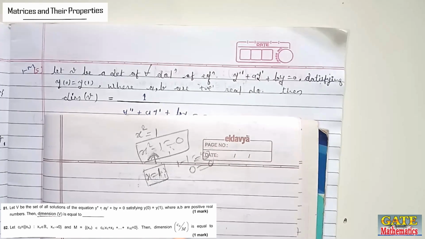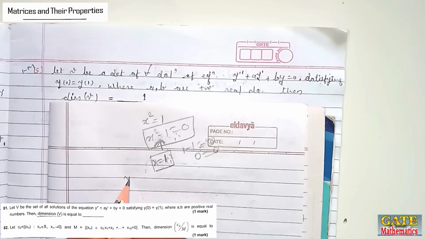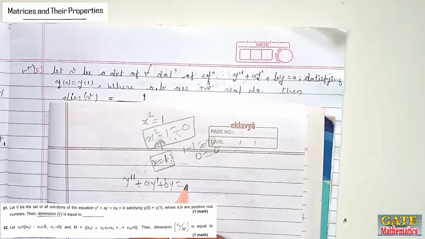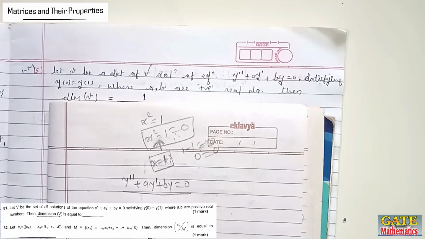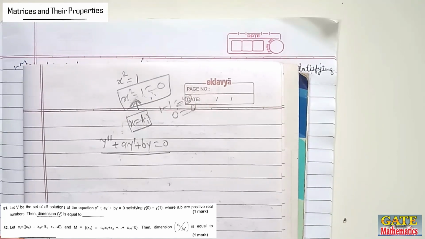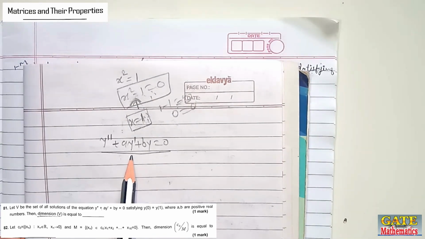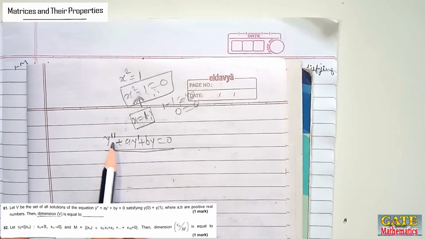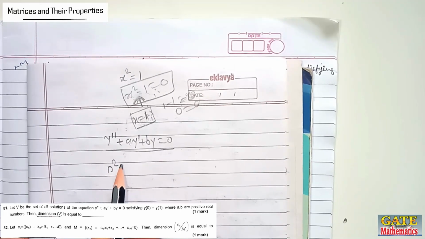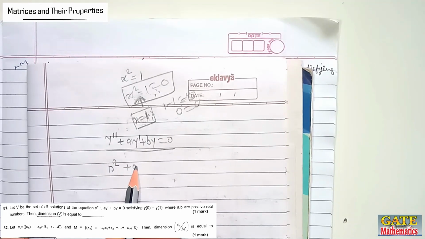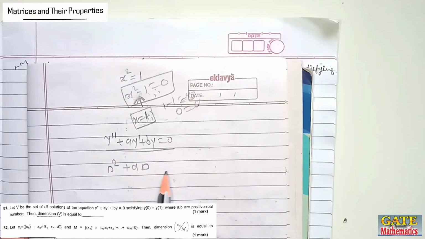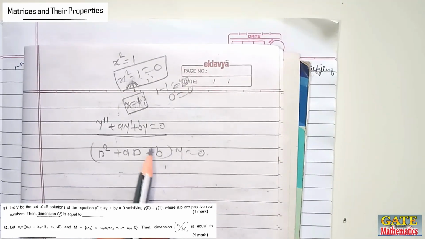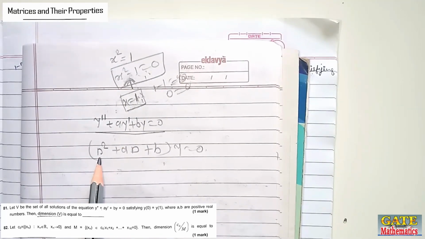In the solution part, I consider our differential equation y'' + ay' + by = 0. By using this, we find the quadratic equation, then find the roots, and then go for finding the solution. So y'' we compare with D^2 y. It comes as (D^2 + aD + b)y = 0. This is the way to compare our differential equation with a quadratic equation.